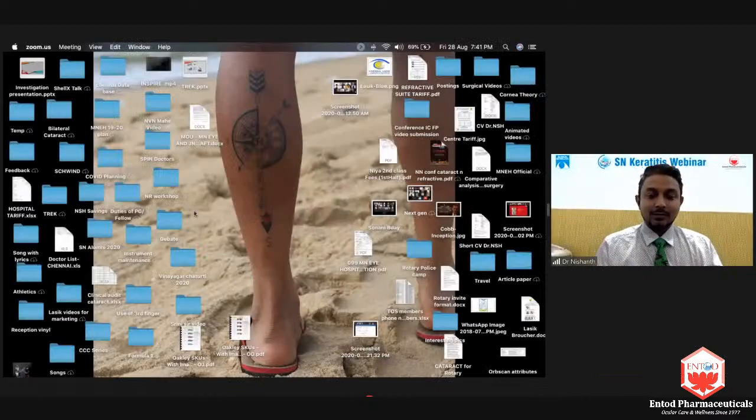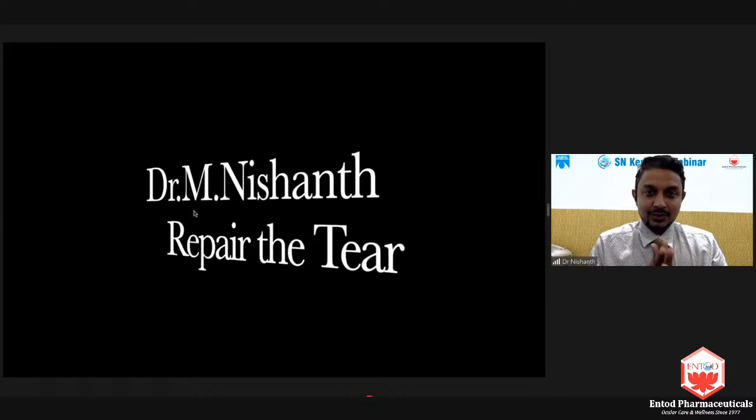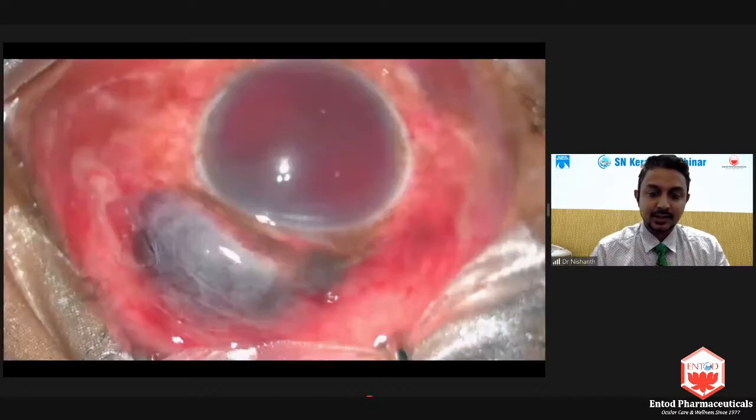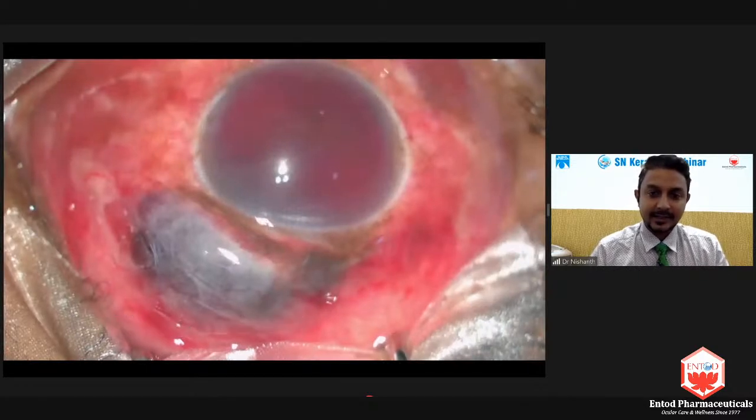So why I actually took up this topic after Dr. NR madam said was just for two reasons, where I found a few small points which were very useful. So this was a case which was post small incision cataract surgery, and a blunt trauma was there. The patient came one day after the injury. After taking all this initial workup and tests, I decided to take up surgery.